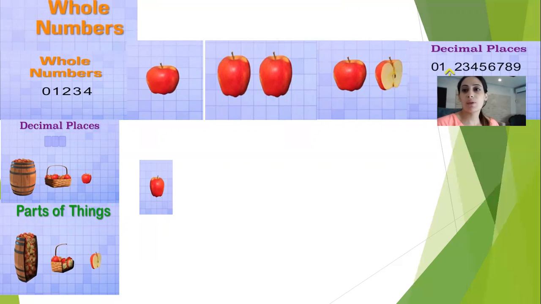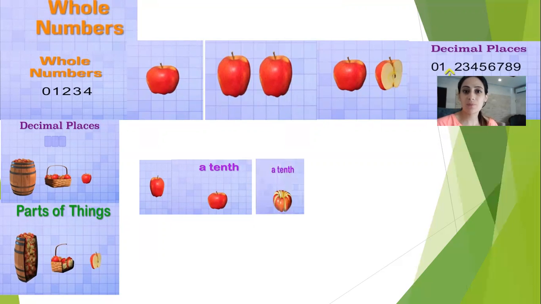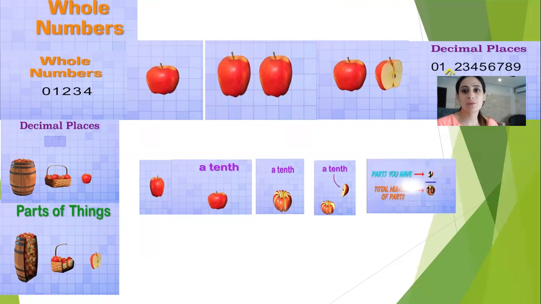Here we have a whole apple. A whole apple is a complete apple. I want to divide this apple into 10 equal parts. If you look carefully, a tenth, I'm dividing it into 10 equal parts. And now I took 1 part out of 10. What do you think now I'm speaking about? Of course, it is the form of a fraction. Yes, 1 part out of 10.